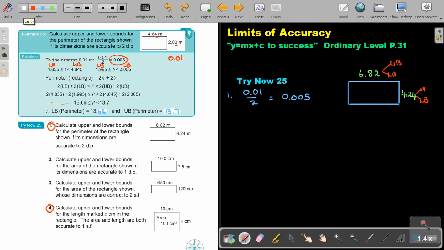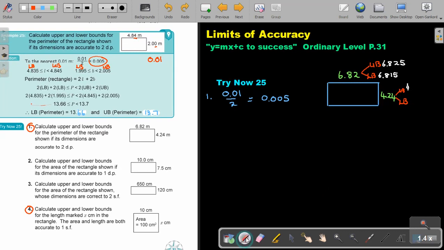So if I want to find the upper and the lower, I'm just going to add for the upper and subtract for the lower. So for the upper, I'm going to find 6.825, and the lower is 6.815. And then for this one, the upper is going to be 4.245, and the lower is going to be 4.235.